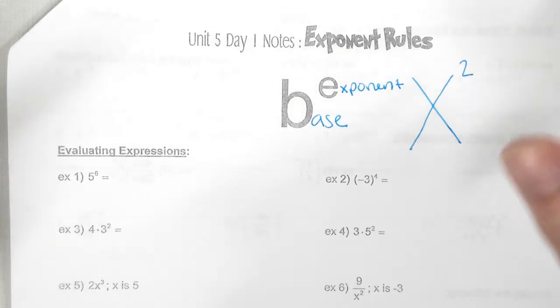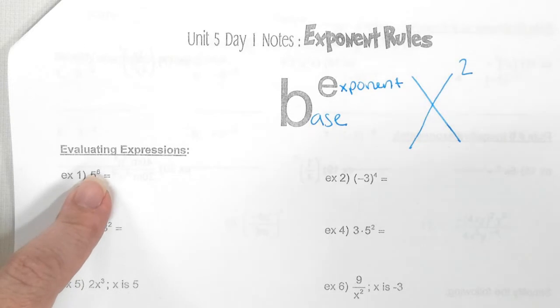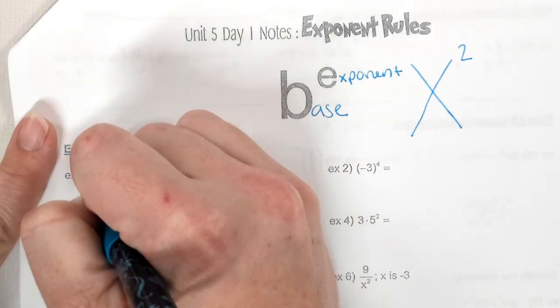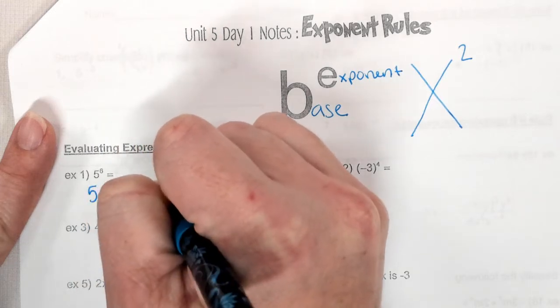Okay, so we're going to talk a lot about what exponents actually mean. What do exponents actually represent? What do exponents tell you to do? Like when this says 5 to the 6th power, what is that telling me to do? How much to multiply by 5? It's saying 5, 6 times, right? So this is the same thing as saying 5 times 5 times 5 times 5 times 5 times 5, right?